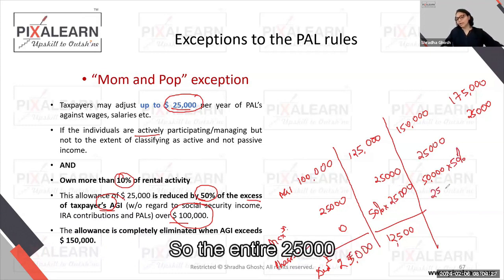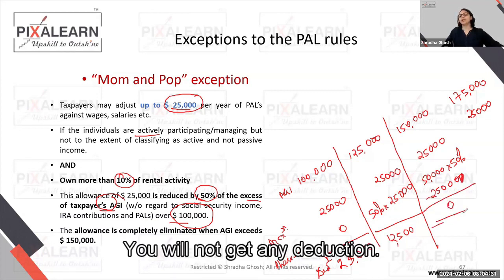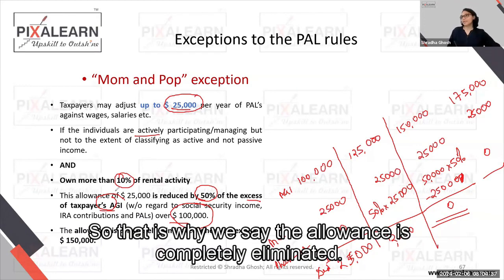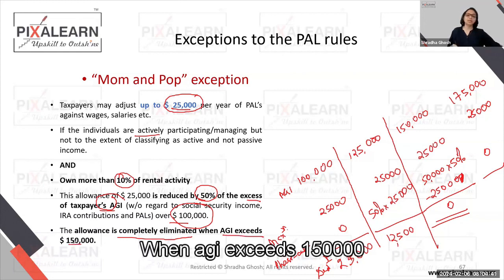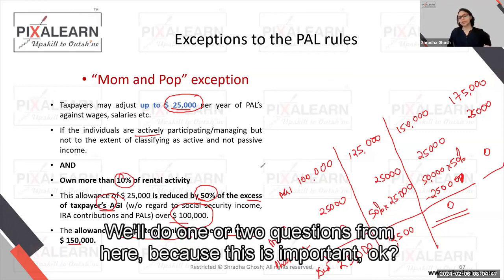So the entire $25,000 will be phased out. You will not get any deduction. Same here, no deduction. So that is why we say the allowance is completely eliminated when AGI exceeds $150,000. Is this clear? We'll do one or two questions from here because this is important.